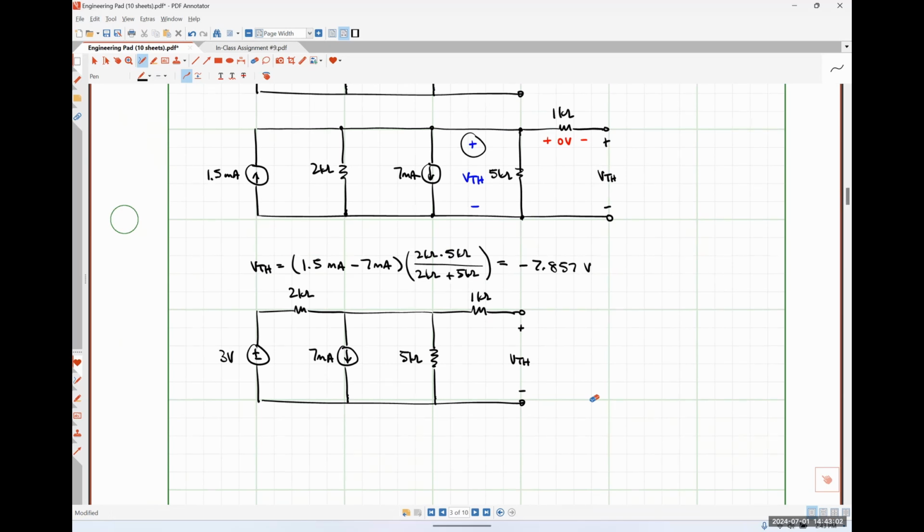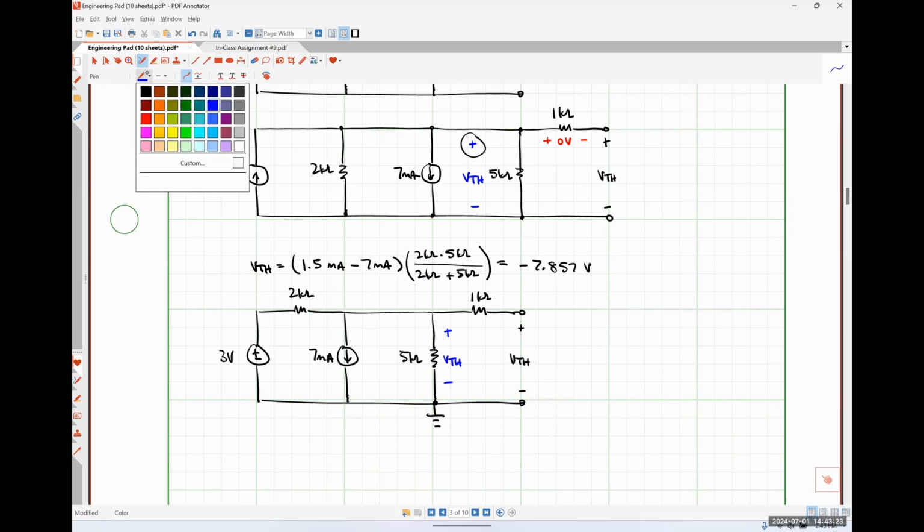Okay, well, I'm going to choose to put ground on the bottommost node, which happens to be the negative polarity terminal of our Thevenin voltage. I believe we can very easily understand that the voltage drop across our 5 kiloohm resistor is the same thing as our Thevenin voltage, because once again, there's still no voltage drop across the 1 kiloohm resistor. So Kirchhoff's voltage law tells us that the voltage drop across the 5K resistor is VTH.